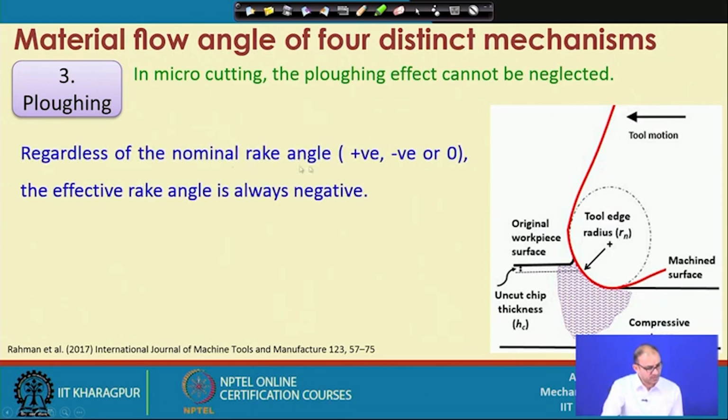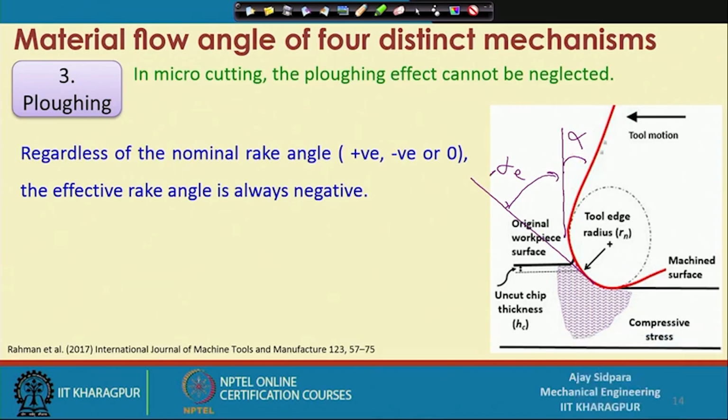So, regardless of the nominal rake angle, whether it is positive, negative or 0. So, what is the nominal rake angle? The nominal rake angle that we are measuring is this one. So, this is your alpha, but when it removes the material, mostly it happens in this region. So, this is your effective alpha, right. So, that is the negative part and this one is the positive. It may be 0 also. If this red color line, that is the rake face, is a straight line here, then it will be negative. So, whether it is positive, 0 or negative, your effective rake angle is always in the negative part.